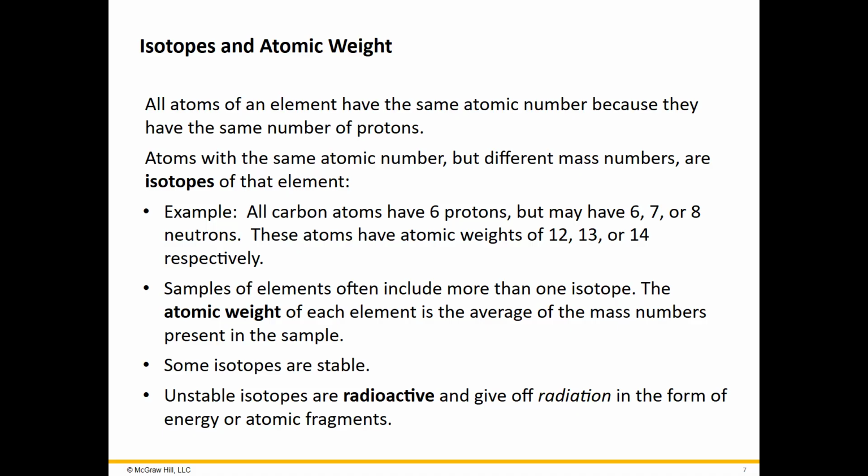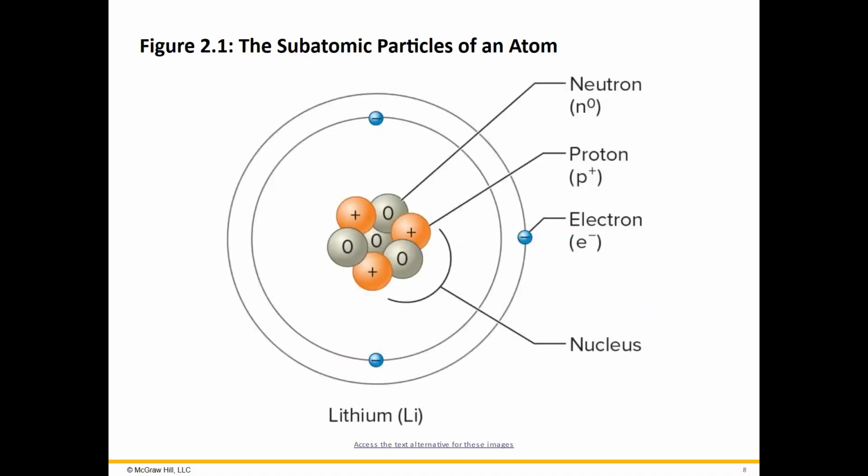Now, just understand, some isotopes are stable. Some isotopes are radioactive, which means they give off radiation in the form of atomic fragments. I don't need you to understand how radiation works. Just know that isotopes that give off radiation are radioactive. And if an isotope is radioactive, it therefore gives off radiation.